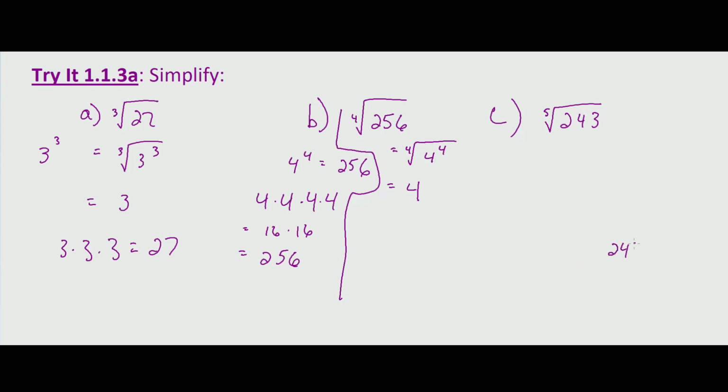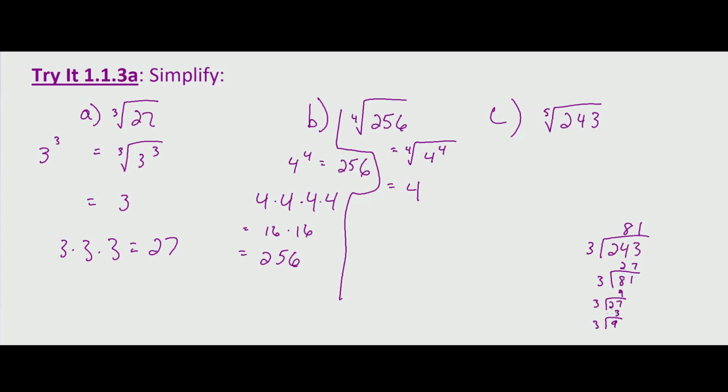243 divided by 3. That's going to be 81. Well, we know 81 is divisible by 3 as well, so let's look at 81 divided by 3. That's going to be 27. Well, we know 27 is divisible by 3. This is starting to look pretty good. 27 divided by 3 is 9, and 9 is 3 times 3.